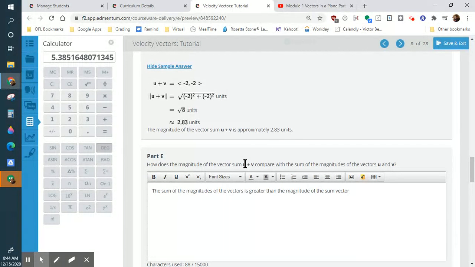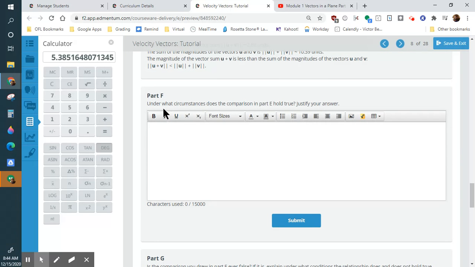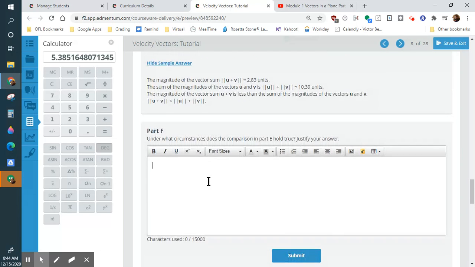So what I'm saying here is if I added these individually and found the magnitudes and then added them, it's going to be greater than if I combined them and then did it. And they actually wrote it out, so this is a little bit better how they wrote it. They wrote the specific answers. So we're just saying that finding the magnitude of the sum is going to be less than if we did them individually. Under these circumstances, part A is true.